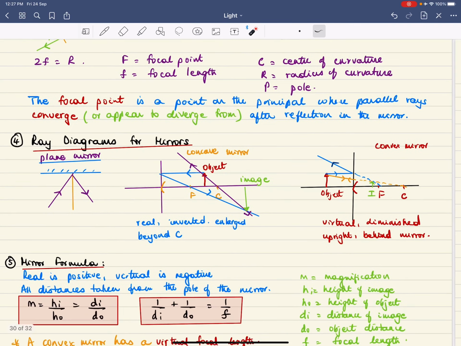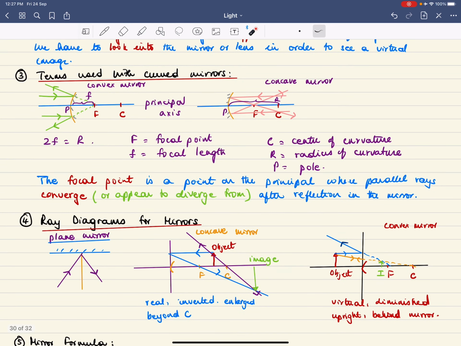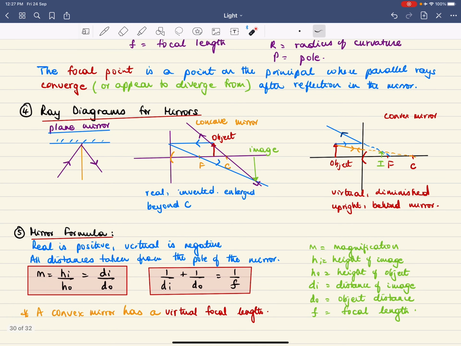Okay. When rays meet, you say they converge, and when they go away, you say they diverge. A convex mirror is also called a diverging mirror because it spreads out the rays of light. A concave mirror is also referred to as a converging mirror. Converge means to come together. Now, ray diagrams. Whichever mirror it is, you always have the angle of incidence equal to the angle of reflection.